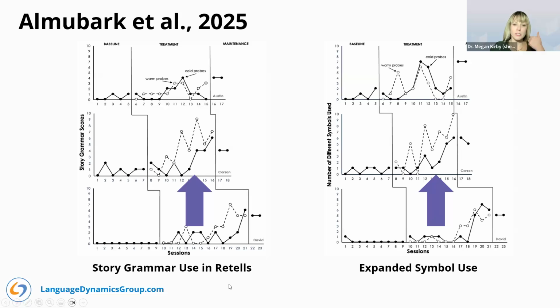Here are the results. Increased use of story grammar during retells, slowly but surely, right? Warm probes means practice, cold is like novel. So both go up. Then also, this is the cool part, there was an increase in multi-symbol utterances. So they increased to a use of 2 to 4 symbols per sentence, just in 9 to 12 sessions and at home. The families and SLPs at school, and teachers, reported expanded number of symbols used daily, increased frequency and proficiency of AAC use.